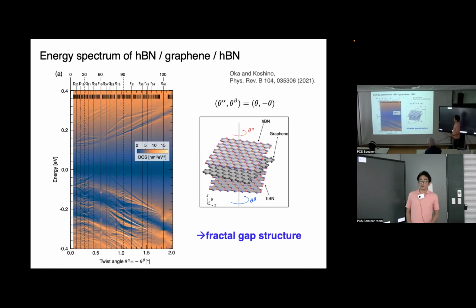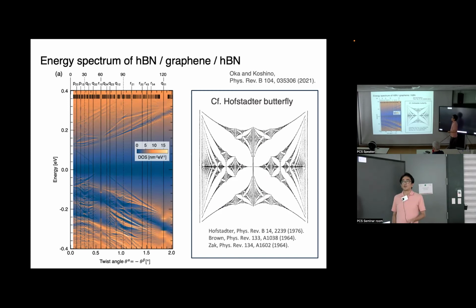In the tri-layer, the HBN opens the energy gap by superlattice. If you have 2 different Moiré patterns, then the 2 gap-opening effects conflict with each other. They give some very complicated fractal-like gap structure. So it looks like the Hofstadter butterfly as well. This is the 2 lattices in a magnetic field, but it has nothing to do with magnetic field. It gives a similar structure.